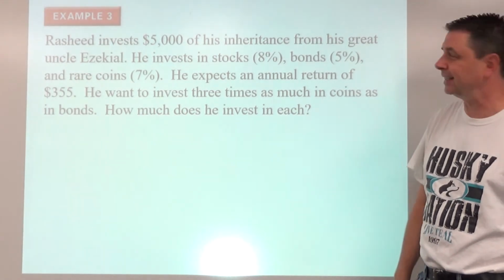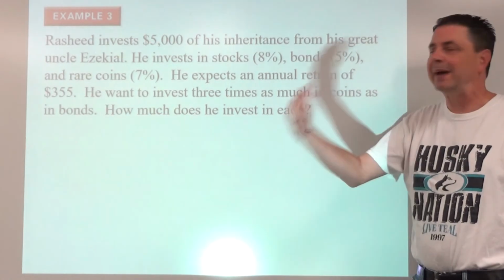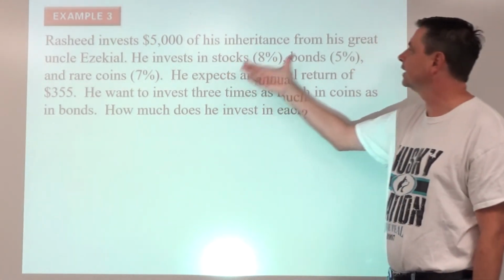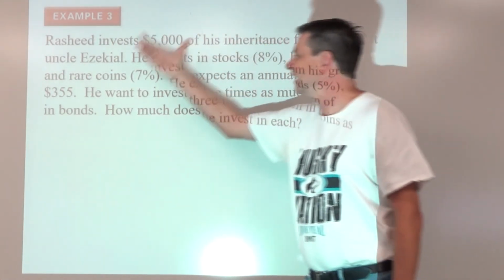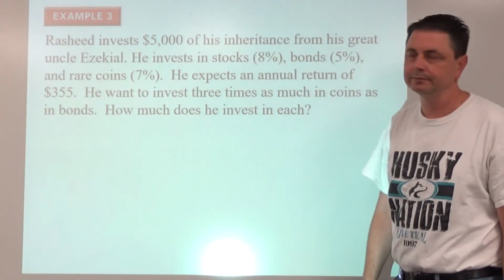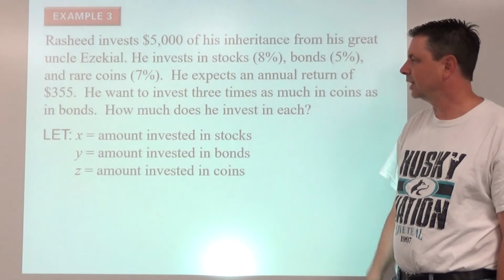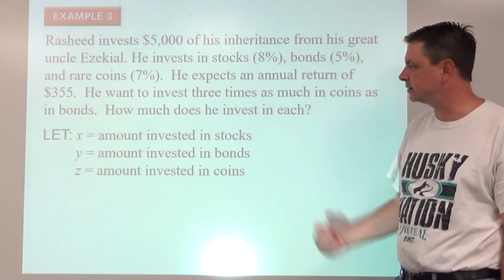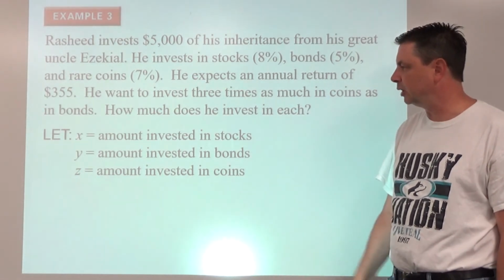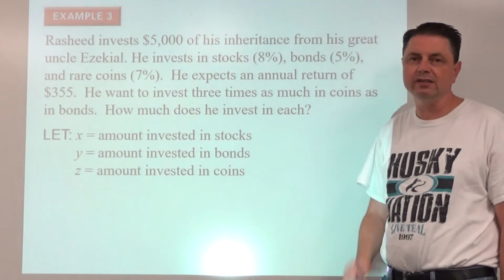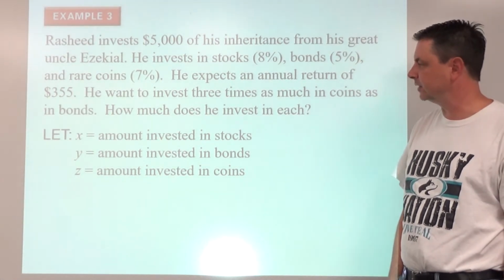Probably want to start with the let statement, the amount that he's going to invest here, the amount that he's going to invest here, and the amount that he's going to invest here. So x is the amount invested in stocks, y is the amount invested in bonds, z is the amount invested in coins, be specific.